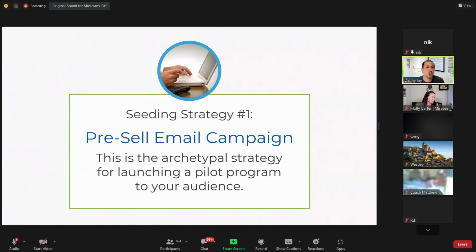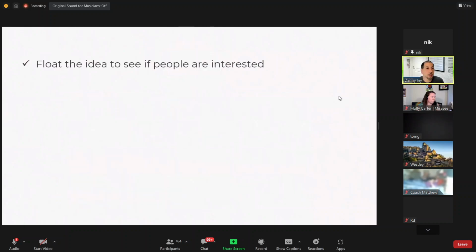And this is the archetypal strategy for launching a pilot program to your audience. So here's what the sequence looks like. You start by floating the idea to see if people are interested. Hey guys, I'm thinking about creating a course on blah, blah, blah topic. What do you think? Might you be interested in this? And then, presuming there is some positive feedback, you say, great, okay, now I'm asking for specific input. People seem interested. I'm thinking about doing this. Answer my short survey. Help me understand what you want to make sure that I cover.